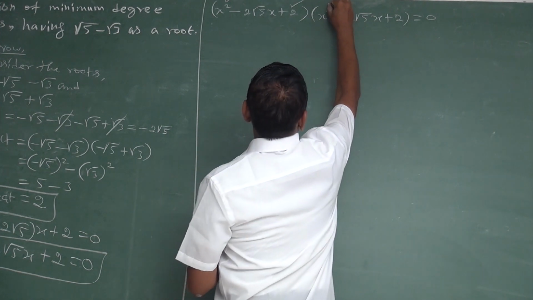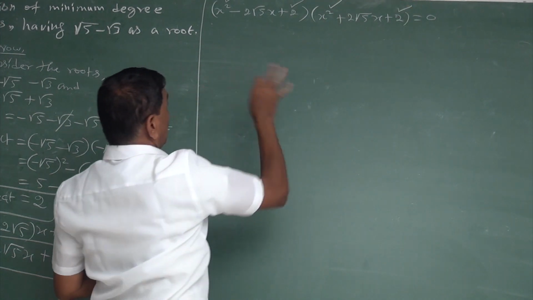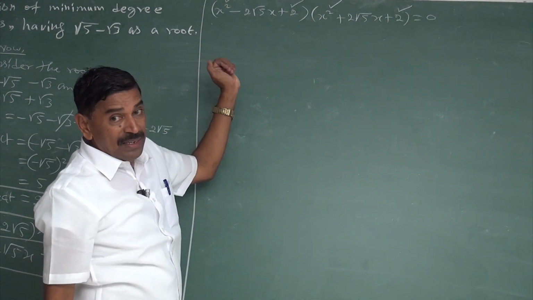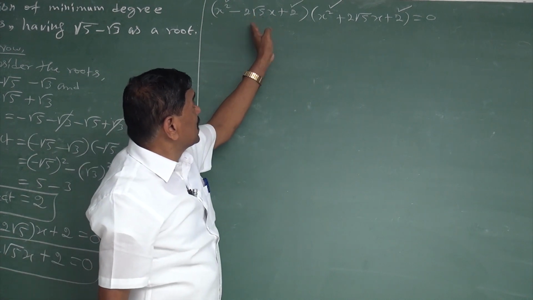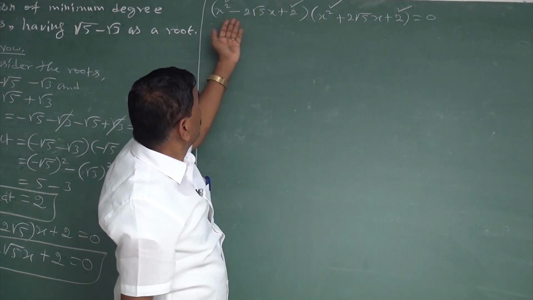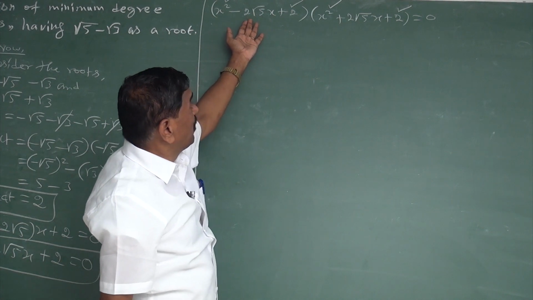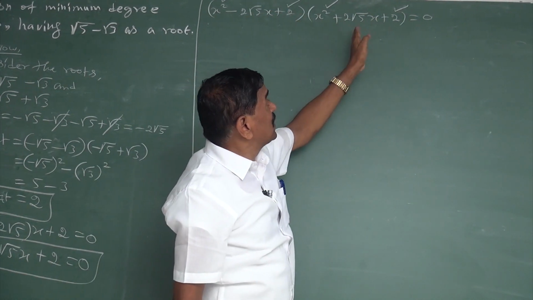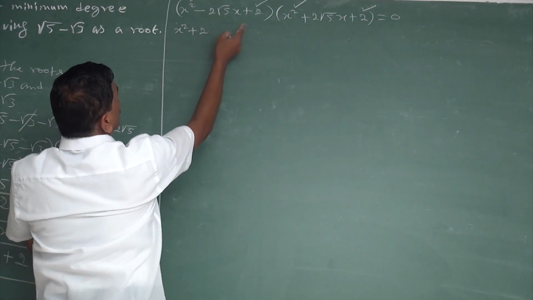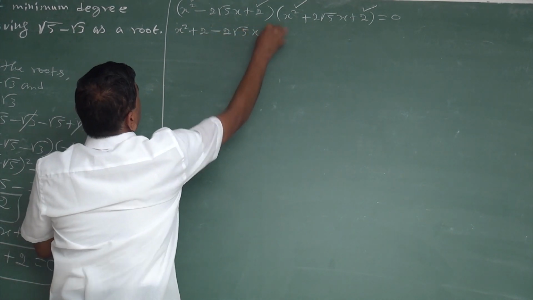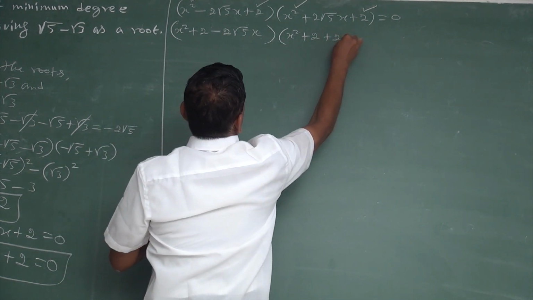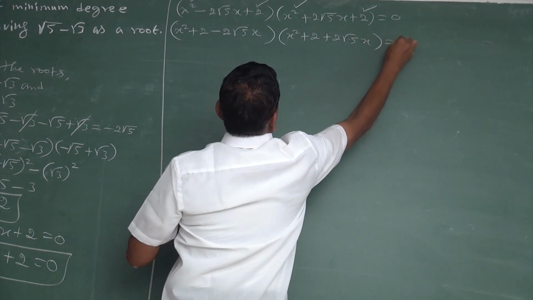Very good. Your answer is correct. X square plus 2, x square plus 2. It is the same. X square plus 2. There also x square plus 2. Now x square plus 2, I want to write it together. Then after, what is the difference between the centers? Good, minus plus. So I am going to frame x square plus 2 minus 2 root 5x into x square plus 2 plus 2 root 5x. Then first you write it together. See, x square plus 2 together minus 2 root 5x into x square plus 2 plus 2 root 5x, which is equal to 0.